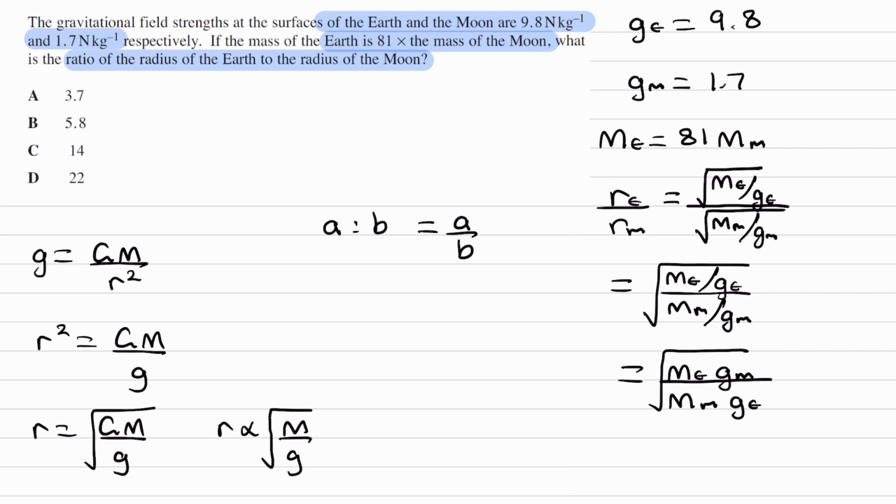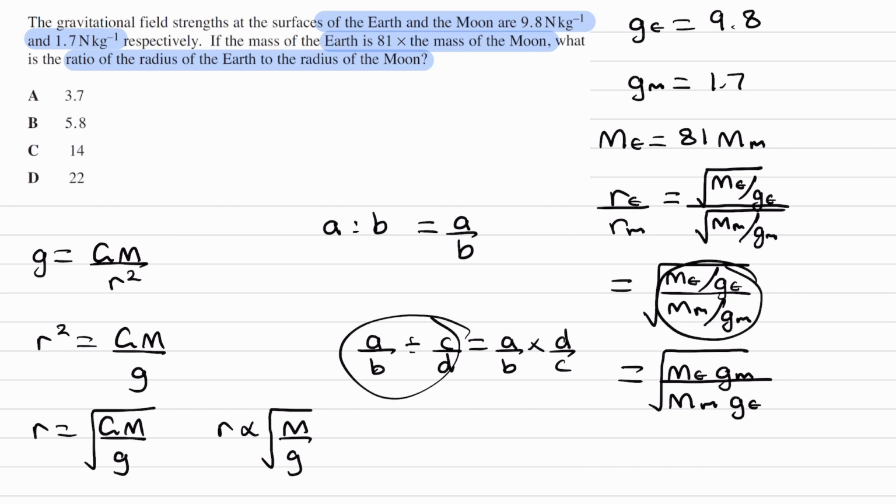If you're not sure why, think about what happens if you do A over B divided by C over D. This is the same thing as A over B times D over C. This is effectively what we have here: one fraction divided by another. This is how you would simplify it, and when you do so with what we have over here, you end up with this. Okay, so now we can use our numbers.